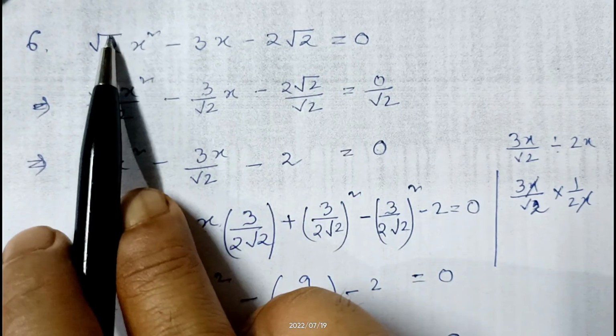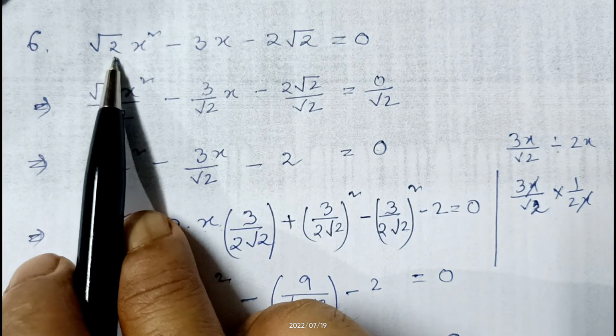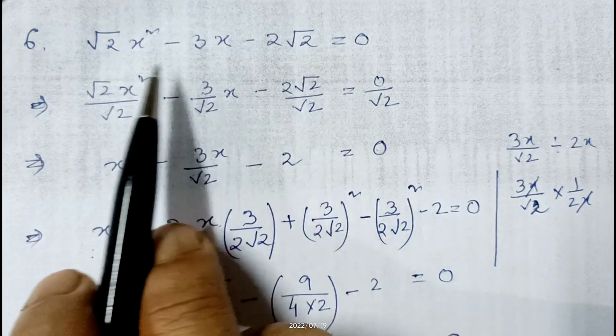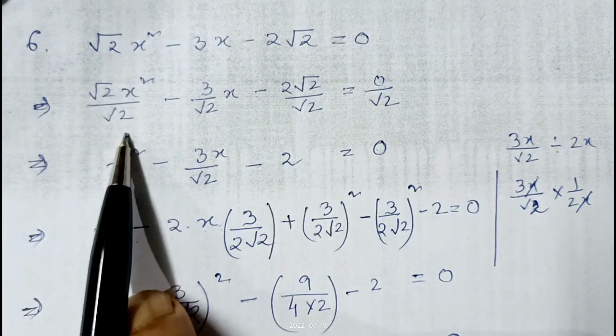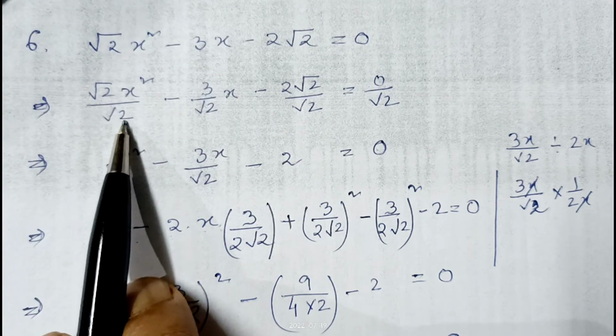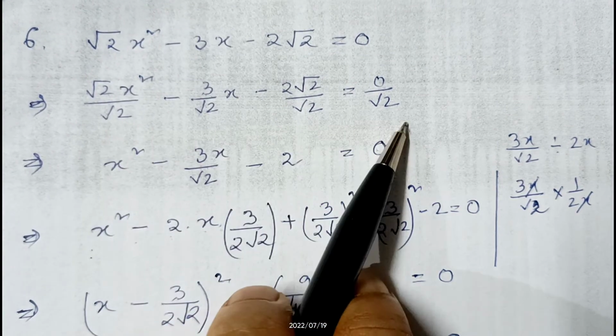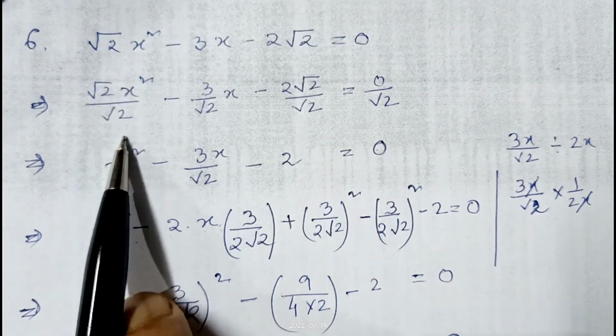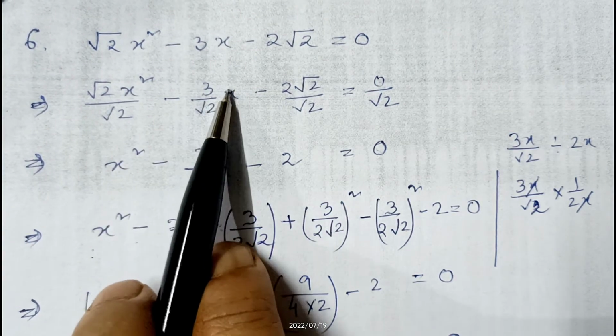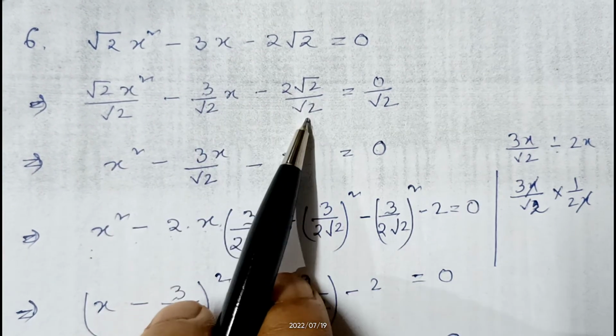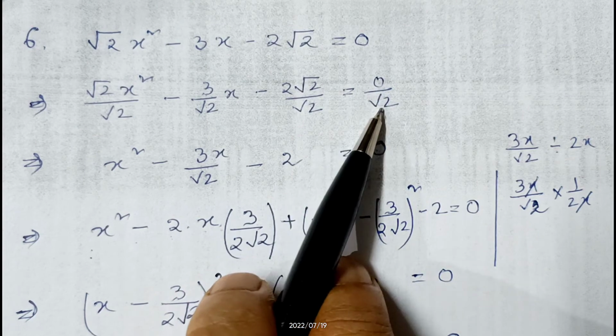In question number 6, it is given root 2x² − 3x − 2 root 2 equals 0. Here this is not a perfect square, so we can divide throughout by root 2. If I divide root 2x² by root 2, then root 2 and root 2 will cancel. That's why we are dividing everything by root 2. So it will be root 2x² by root 2 minus 3x by root 2 minus 2 root 2 by root 2 equals 0 by root 2.